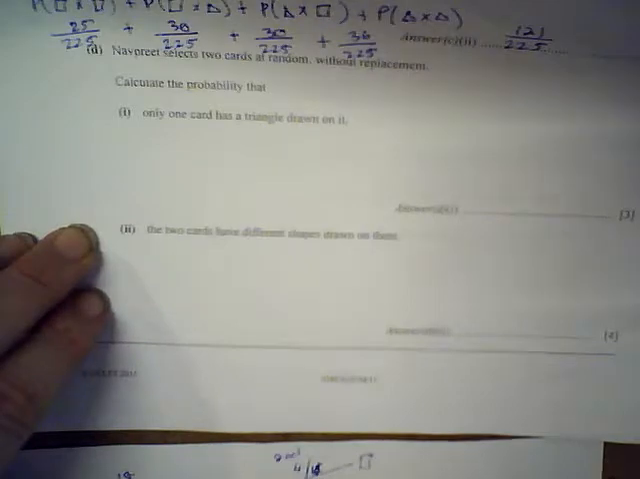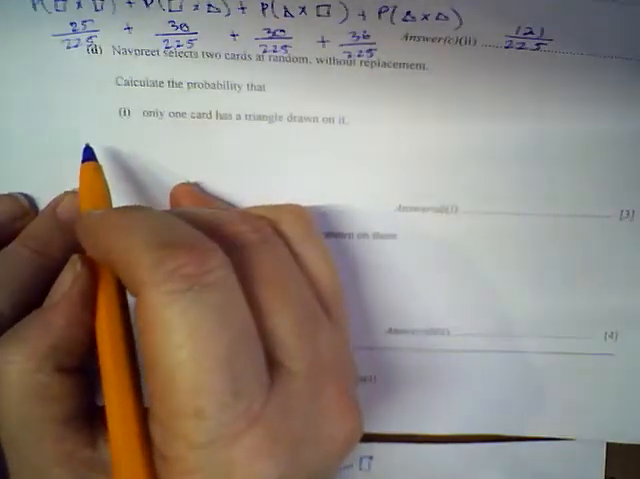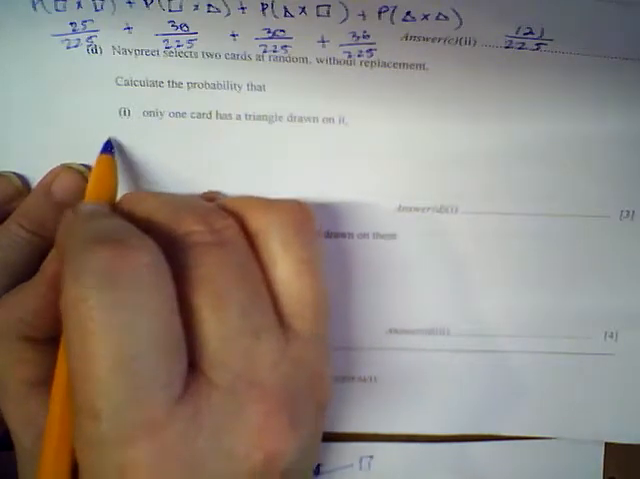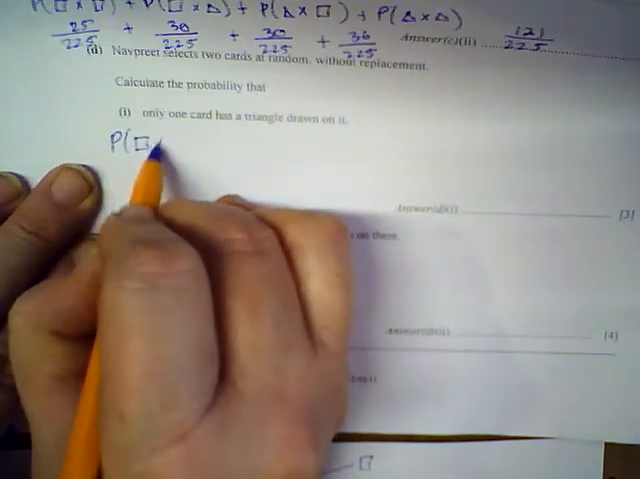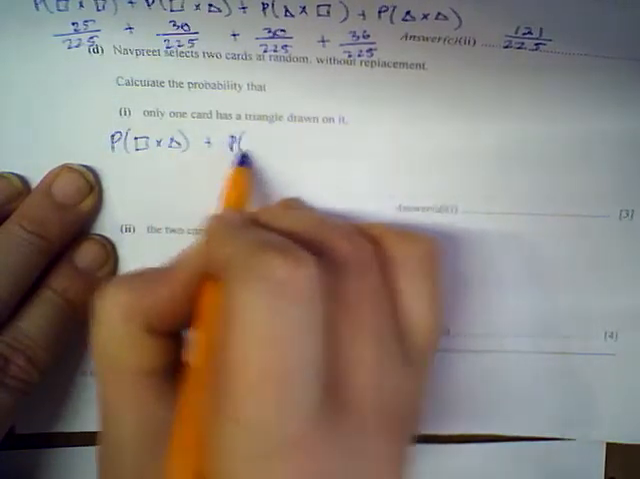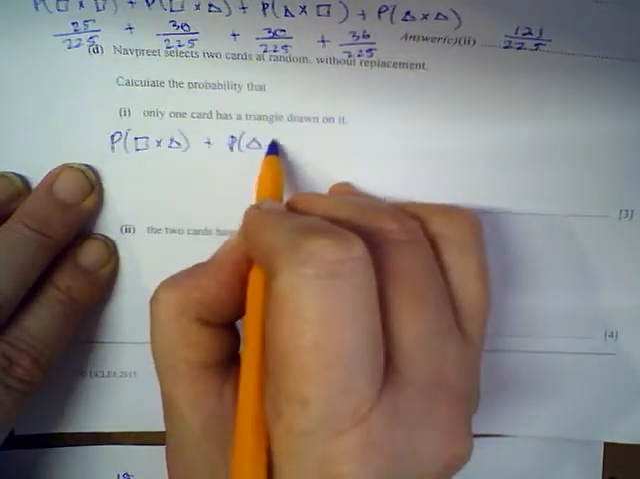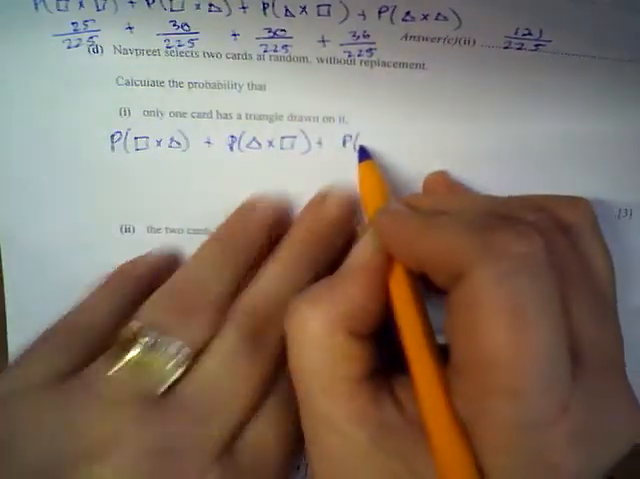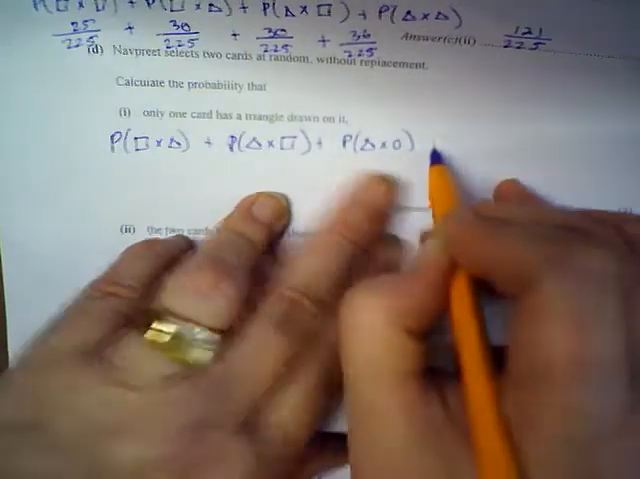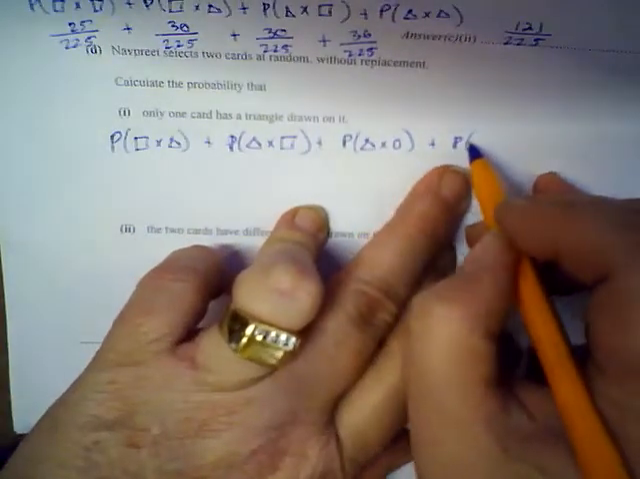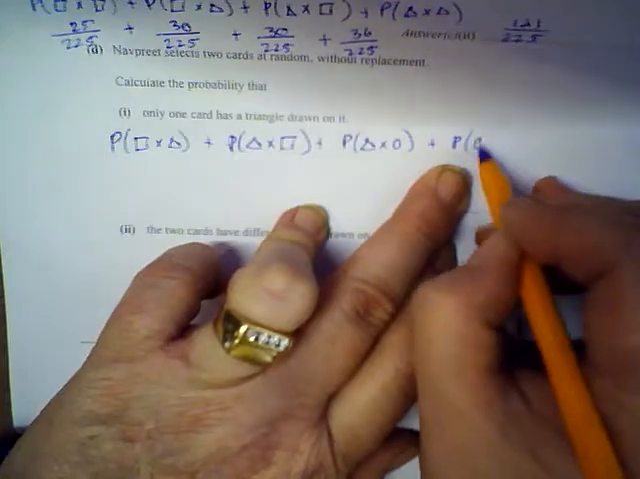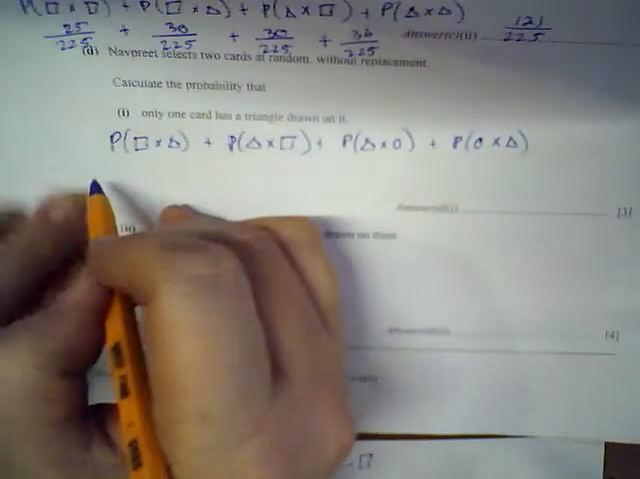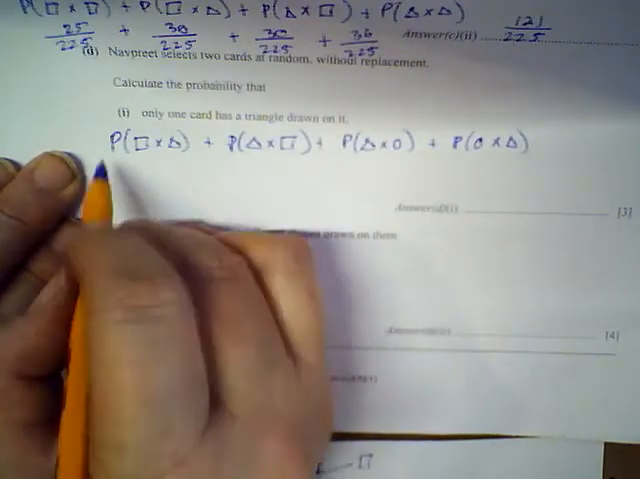Okay, let me keep my little page here so that I can see what I'm doing. And so I'm just going to write down the probability of a square times a triangle, plus the probability of a triangle times a square, plus the probability of a triangle times a circle, plus the probability of a circle times a triangle. Okay, and I find the values, the relative values, and we are right.